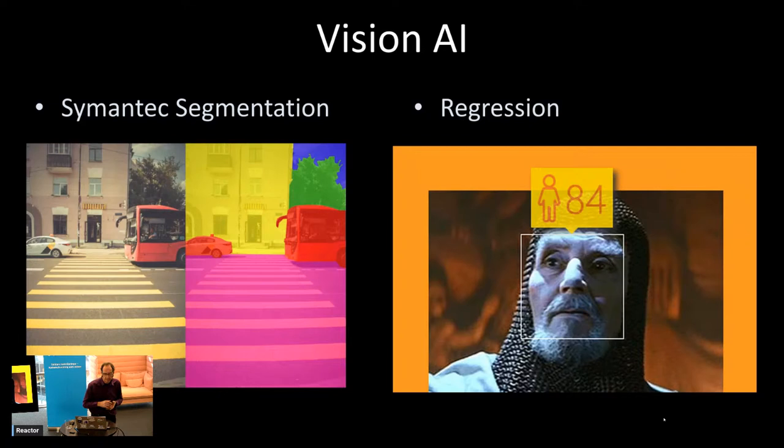So we are doing object detection here. We're detecting that there is a face in the image, and then we're doing regression on that to be able to come up with a numerical value for those.